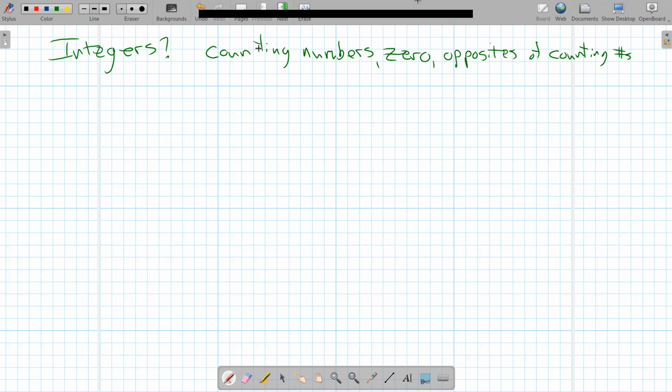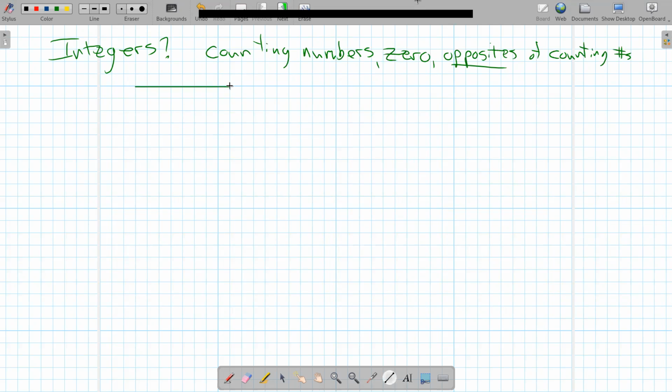Okay, so we're pretty familiar with the counting numbers. We're pretty familiar with 0. Opposite, what does opposite mean? Okay, so there's a few ways to think about opposite. One way to think about opposite is on a number line.